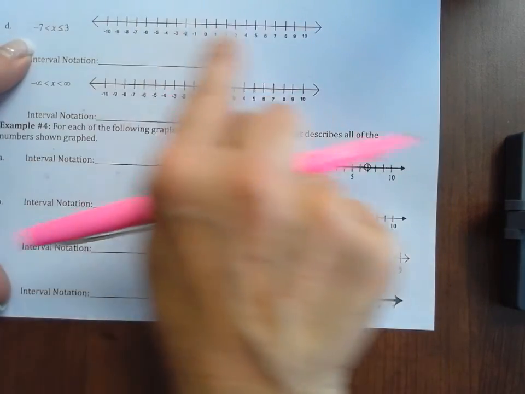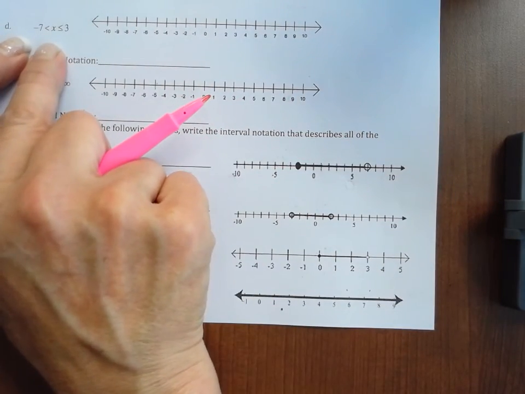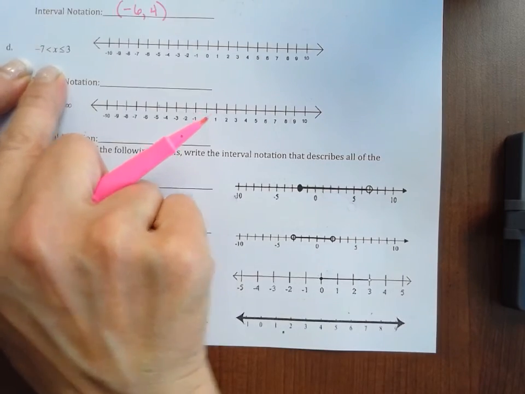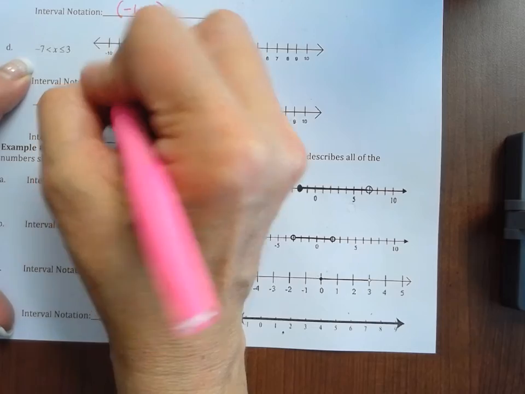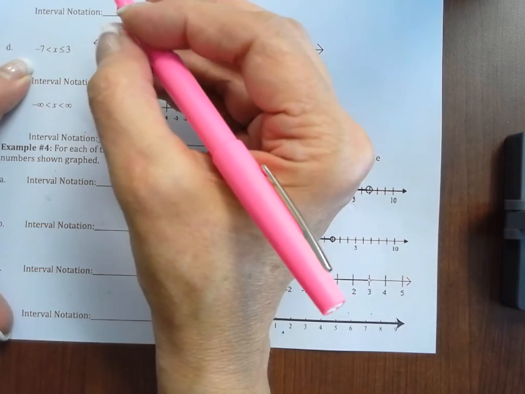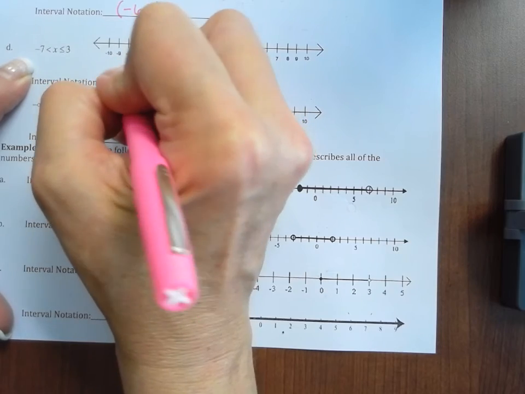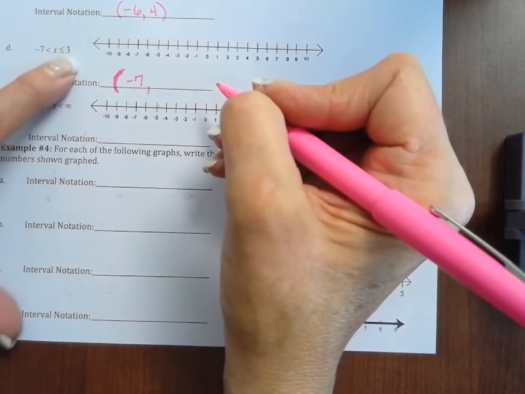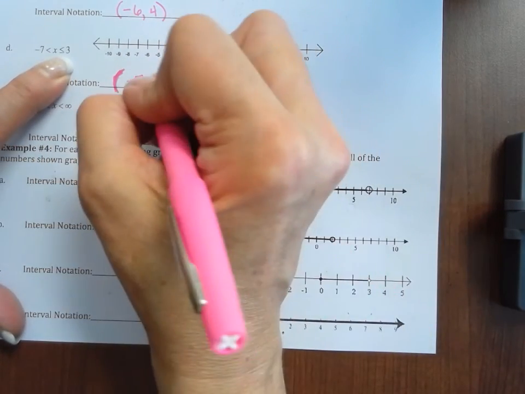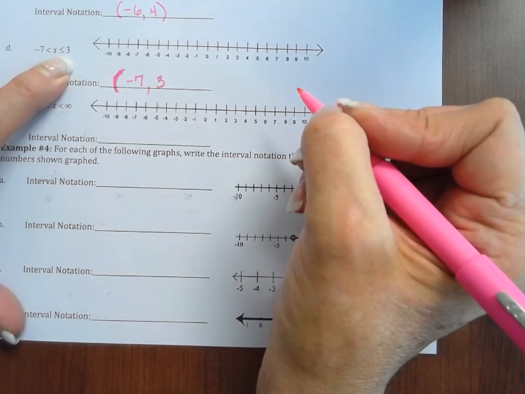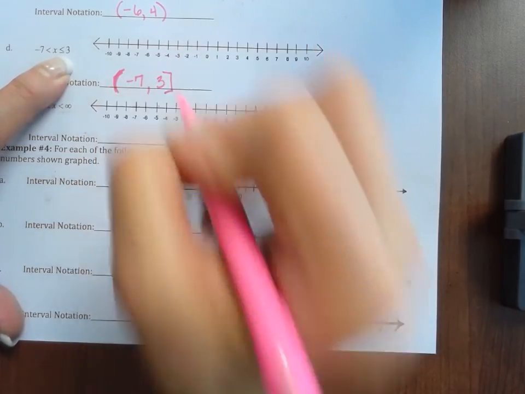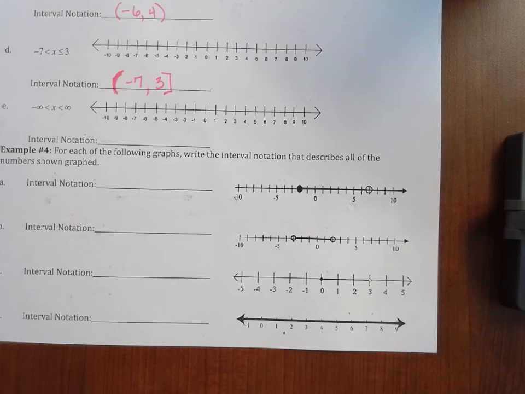So without graphing, what's my least going to be? -7. And is it included? Is it a parenthesis or bracket? Parentheses. And what's my greatest endpoint going to be? 3. And is it included? So I need a bracket. Good?